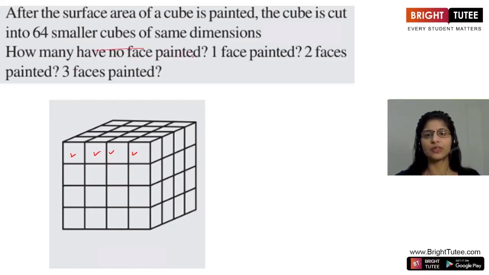If we have 64 cubes, that means the length, breadth and height are the same. So it is going to be 4 into 4 into 4. This is the triplet that forms 64. So we have found out that the dimension is going to be 4 4 4. They are asking us how many have no faces painted. We have to find out the number of cubes: how many have no face painted, 1 face painted, 2 faces painted and 3 faces painted.